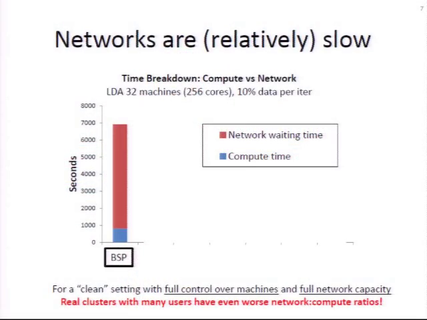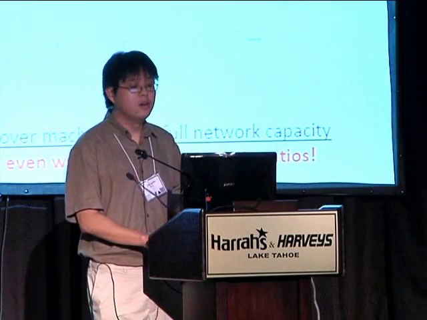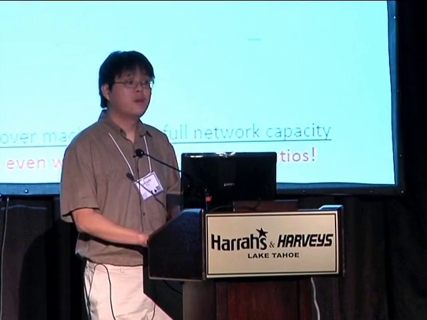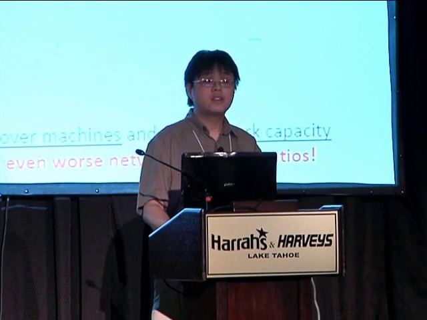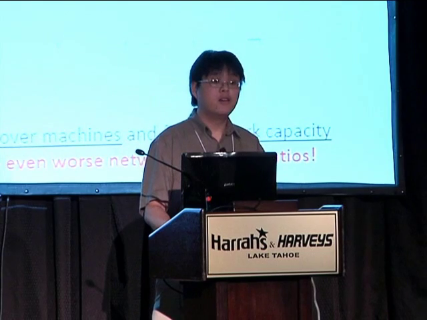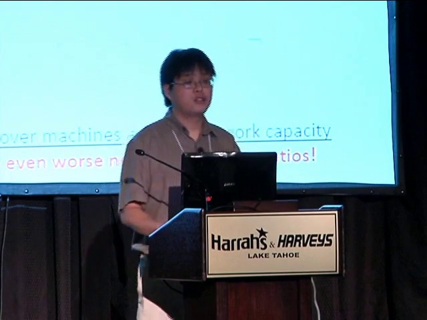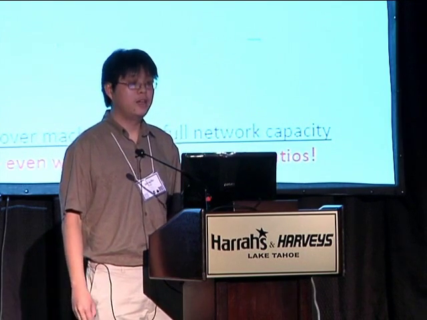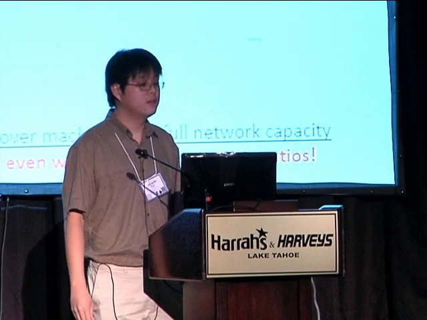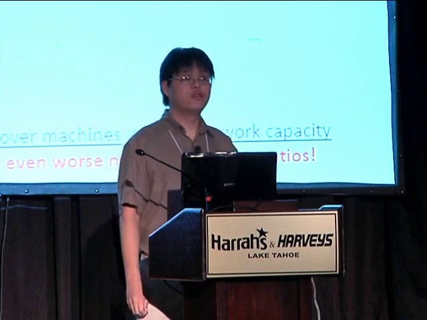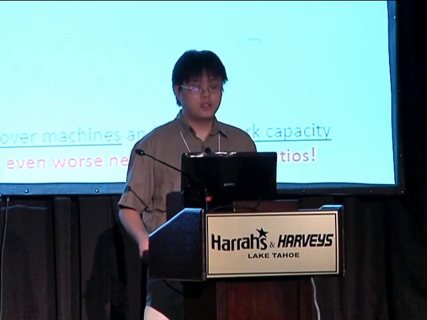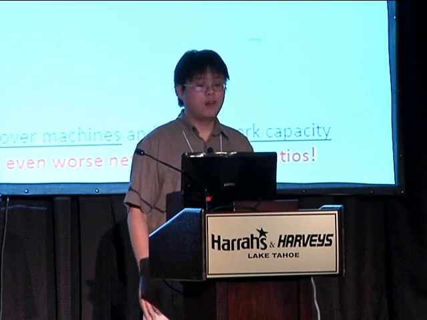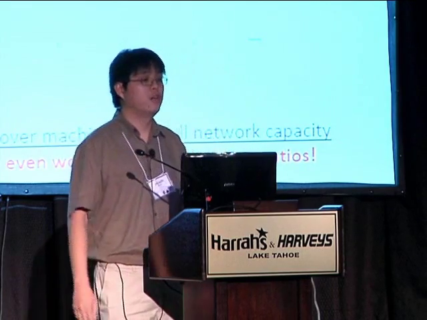To illustrate this point, if you try to run a latent Dirichlet allocation topic modeling Gibbs sampler on 32 machines using the bulk synchronous parallel synchronization model, you'll find that you spend 6 times as much time waiting on the network as you do actually performing useful computational work. In other words, you're wasting most of your processor cycles. And that's for a clean setting with full control of the machines and full network capacity. In a real production cluster or research cluster, there are many other users, and you'll have even worse network compute ratio because you have to share it with them.